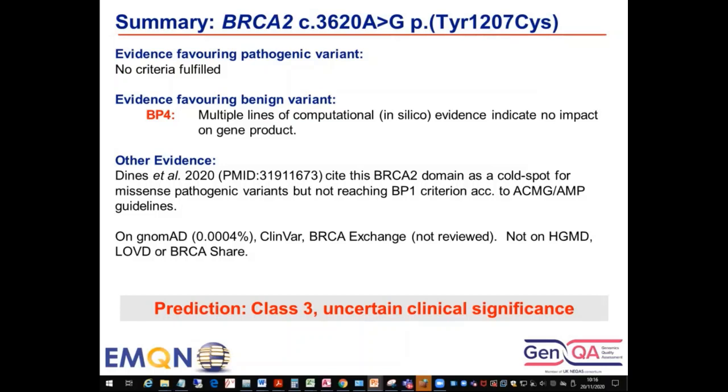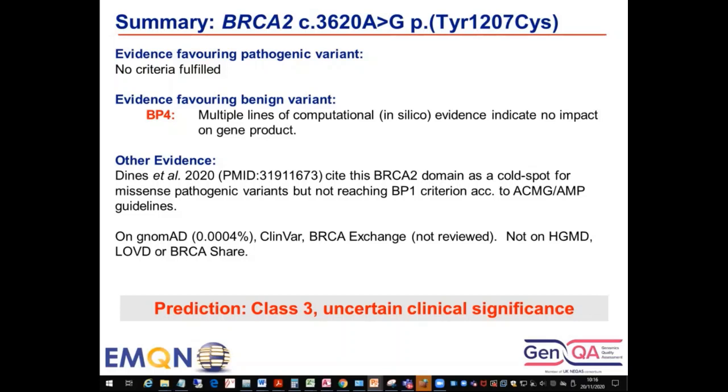And the evidence favouring a benign interpretation of the variant, there is one piece of evidence here, BP4, whereby multiple lines of computational evidence indicate that there's no impact on splicing or protein function for the gene product. We also found the paper Dines et al. from 2020, which cites this particular BRCA2 domain as a cold spot for missense pathogenic variants, but this is insufficient to reach the BP1 criterion according to the ACMG-AMP guidelines, so we haven't applied this criterion here.